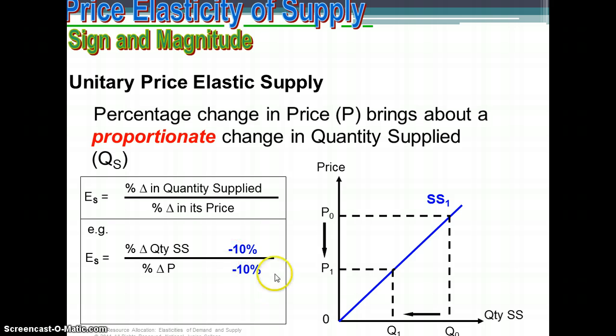In the third case, unitary price elastic supply. Given a 10% decrease in the price from P0 to P1, the quantity supplied will also decrease by 10%. So it is a proportionate change, whereby the PES value is equivalent to 1. For a unitary price elastic supply curve, the percentage change in the price will bring about a proportionate change in quantity supplied.